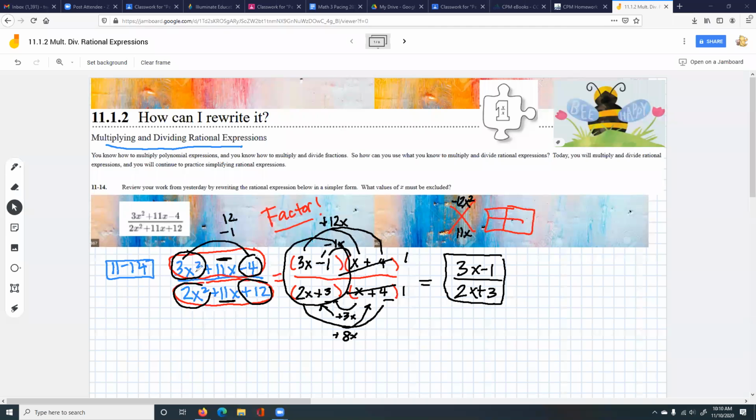We didn't cancel out the x squared. You're not allowed to do that. You're not allowed to cancel out these 11x's, not allowed to do that. You have to factor them first and then cancel out the common terms.